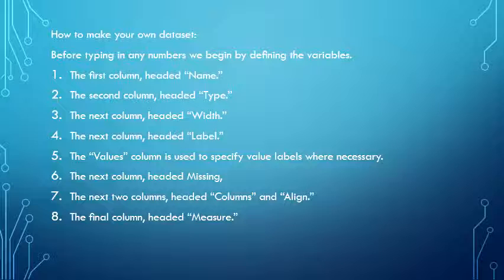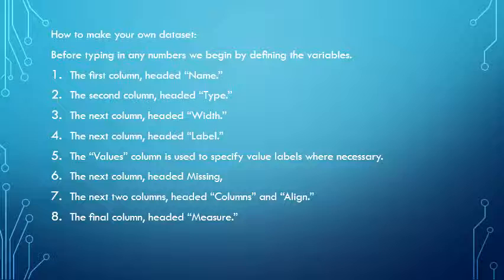The next column, headed Width, specifies the maximum number of digits or characters for each variable. The next column, headed Label, includes a proper description of each variable that will appear in any tables or charts you produce with SPSS. It is therefore worth naming this properly. To add in the variable name, simply click in the relevant cell and type in the name.